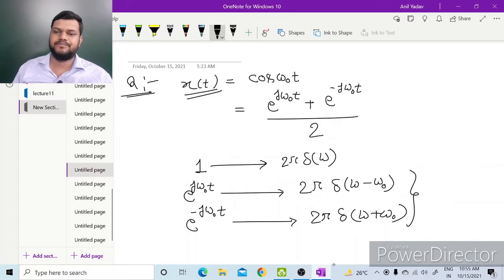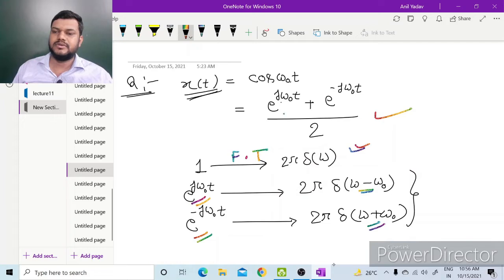Before going to another property, let us see a question based on this shifting in frequency domain property. Let us say x(t) is cos omega naught t. So cos omega naught t can be written as e to the power j omega naught t plus e to the power minus j omega naught t, by 2. As we know, 1 has Fourier transform 2 pi delta(omega). This we can write from the duality property. Then by shifting in frequency domain, delta(omega minus omega naught) will multiply e to the power j omega naught t with 1, and delta(omega plus omega naught) will multiply e to the power minus j omega naught t with 1.